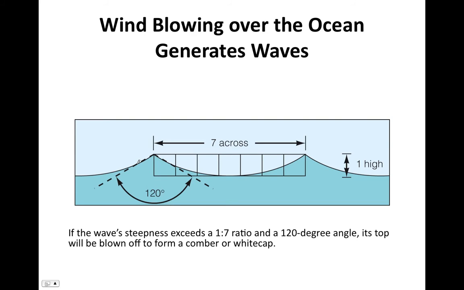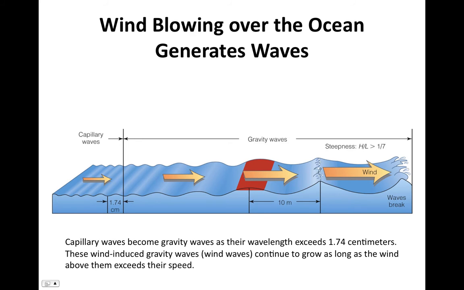And what happens is, as the wave height grows and approaches that ratio of 1 to 7, the crest becomes pointed, and the wind begins to blow water off this point, and that forms a white comber, as you see here. So this is where the steepness, the ratio of height to length, approaches 1 to 7.